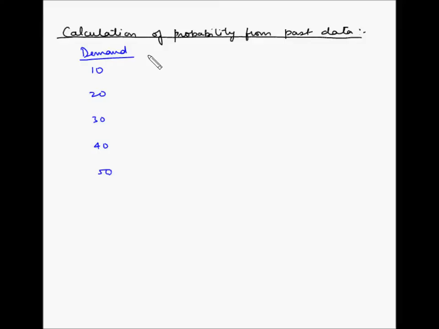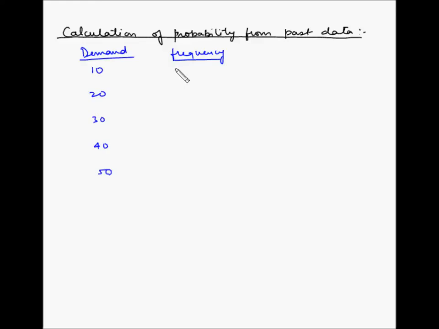Now you are planning for your expected demand for the next year, and you know that the next year's demand is going to be pretty much the same as your last year's demand. So what you'll do is you'll take the last year's actual sales and start plotting the frequency, which means how many times have you had a demand of a lot size of 10, how many times have you had a demand of lot size of 20, and so on.